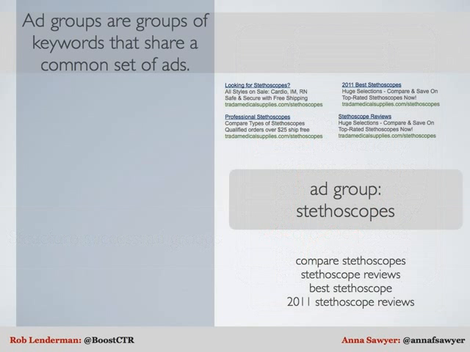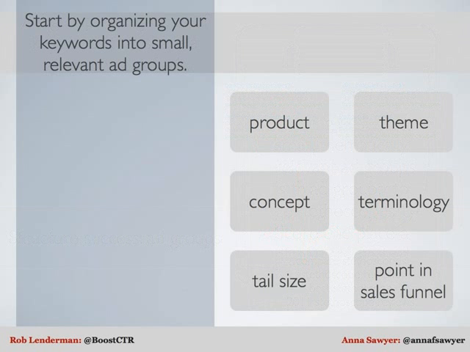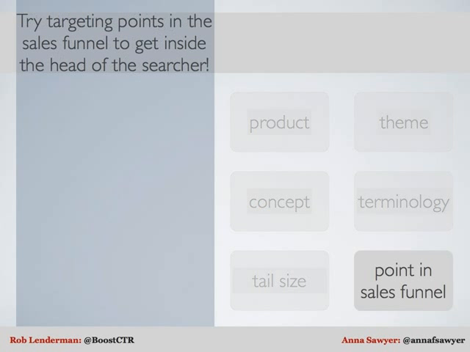So let's talk just a little bit about how ad groups work. Here you see on the screen we have the ad group called stethoscopes, and we have some keywords in there, and then we have a bunch of ads. There are a lot of different ways that you can target your ad groups. You can do product, theme, concept, terminology, tail size. There are lots of different ways to do it, but Rob really wanted to talk today about targeting towards the point in the sales funnel. So Rob, can you talk a little bit about the importance of targeting specifically the point in the sales funnel? Yeah, so I mean, this really goes back to what people are thinking when they're searching.